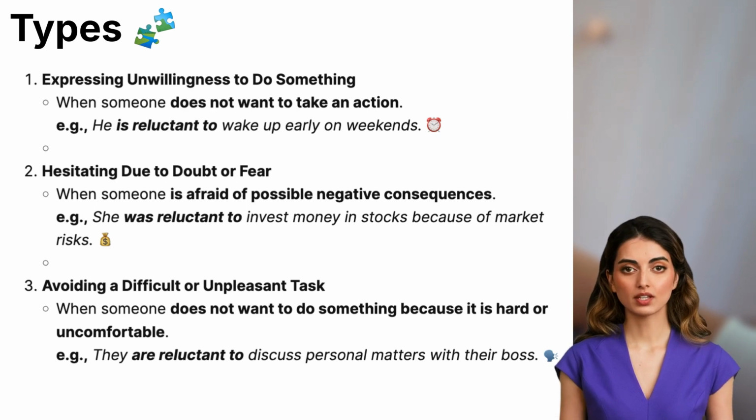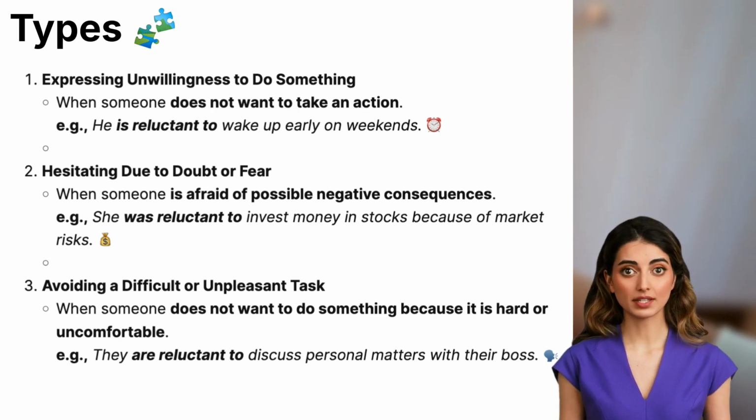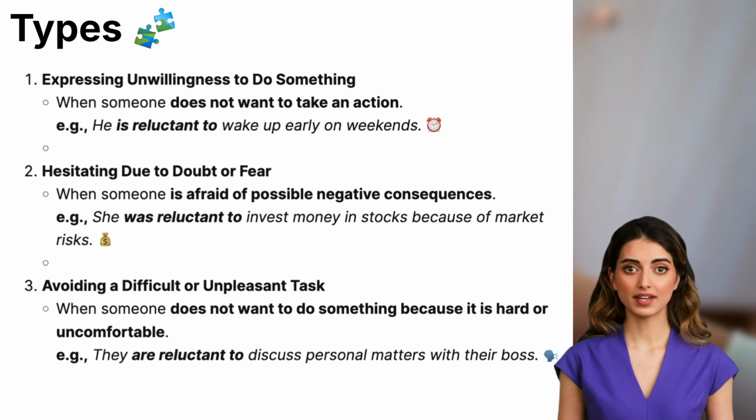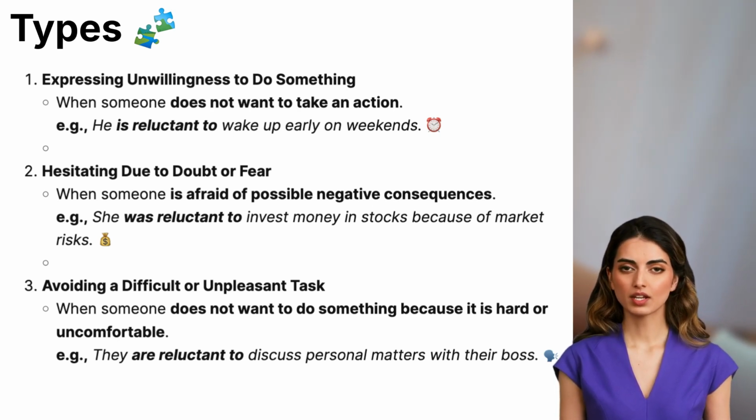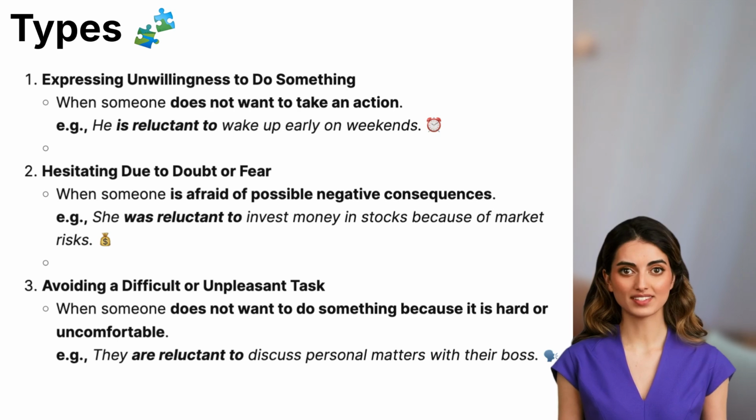More examples: She's reluctant to go to the party because she doesn't know anyone there. They are reluctant to start a new project because they are already busy. If someone is unwilling to do something, "be reluctant to" is a great way to express it. 2. Hesitating due to doubt or fear. Use "be reluctant to" when someone is afraid of possible negative consequences.